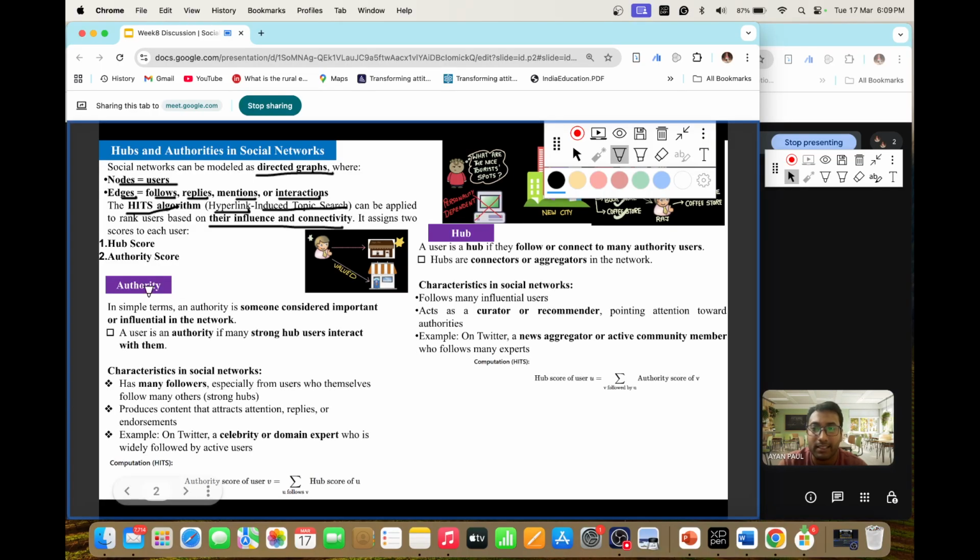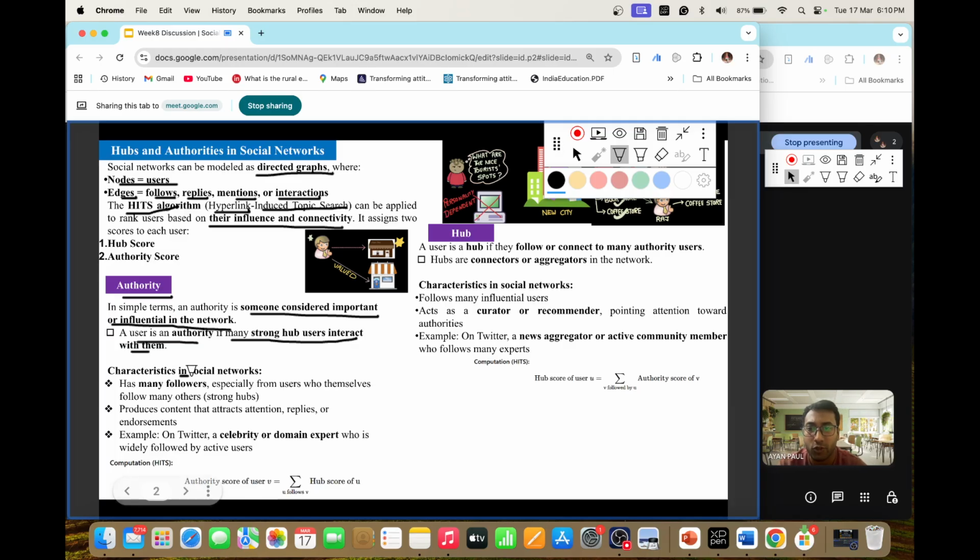So let's start with what is an authority. In simple terms, an authority is someone considered important or influential in the network. Very simple. They are known as authorities. A user is an authority if many strong hubs interact with them. Very easy, like any popular influencer, those are authorities. And hubs are all the followers, those who are following him or her.